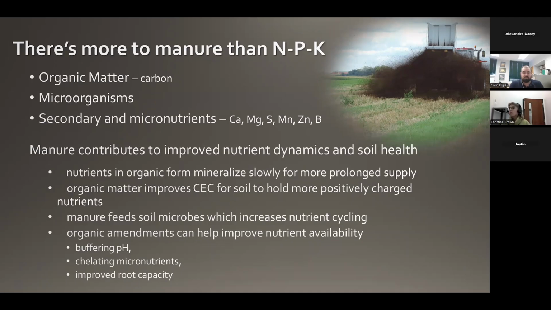Organic matter improves the CEC of the soil to hold potentially more positively charged nutrients. The manure feeds the soil microorganisms, which increases the nutrient cycling. And so even if we've got low soil test levels, that nutrient cycling can make those nutrients available so that we don't see those deficiencies. And organic amendments can help improve the nutrient availability by buffering pH, by chelating micronutrients, and then just by that improved root capacity so that the roots can access more nutrients in the soil.